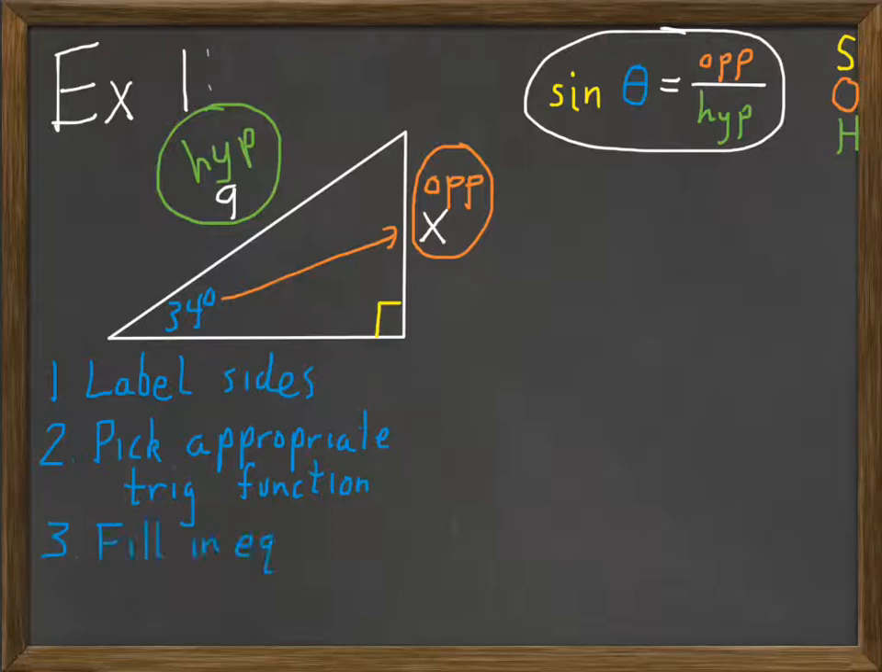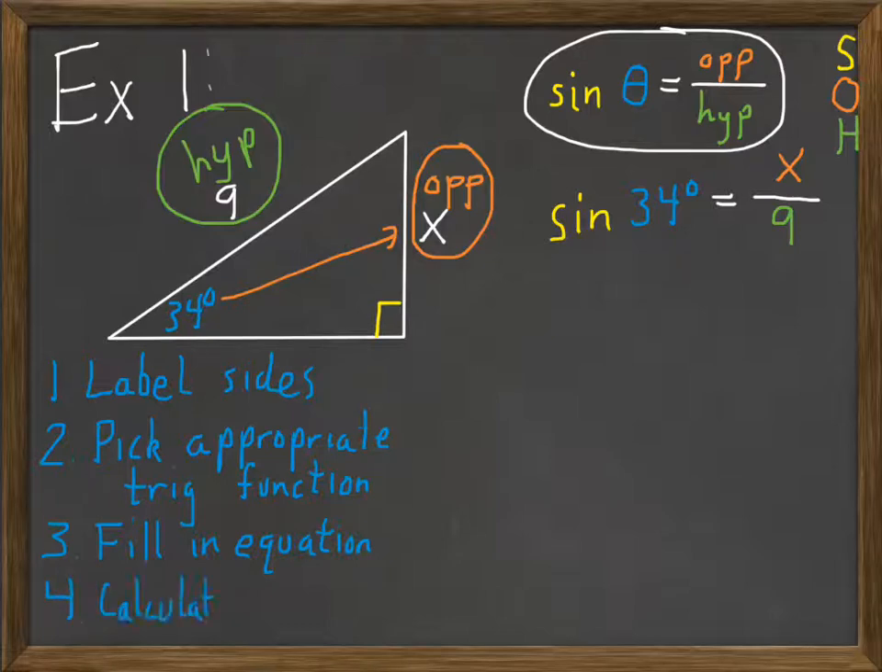The next step is to fill in that equation. My angle theta is 34 degrees, so I'll change theta to 34. Then I need to fill in the ratio. The opposite side is x, so I'll write that on top, and the hypotenuse is 9, so I'll put that on bottom. Okay, I filled in the equation. The last step is to calculate the trigonometry value and to solve.